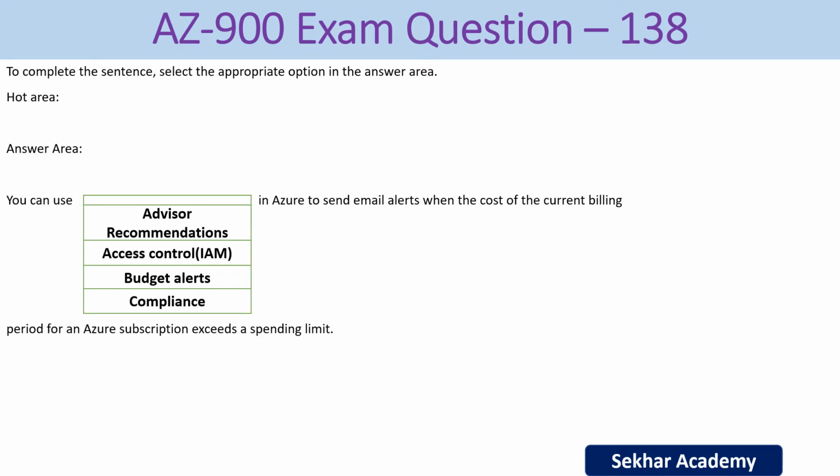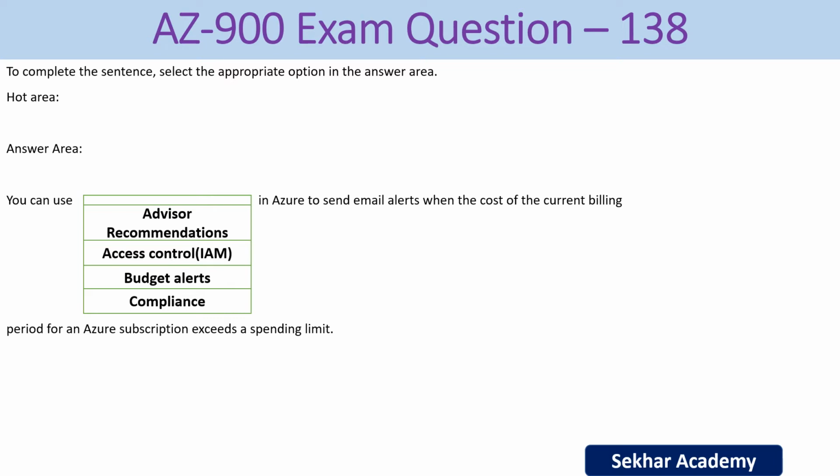AZ-900 exam question number 138. To complete the sentence, select the appropriate option in the answer area. In the answer area, we have the statement: In Azure, you can use blank to send email alerts when the cost of the current billing period for an Azure subscription. The options we have: advisor recommendations, access control, budget alerts, and compliance.